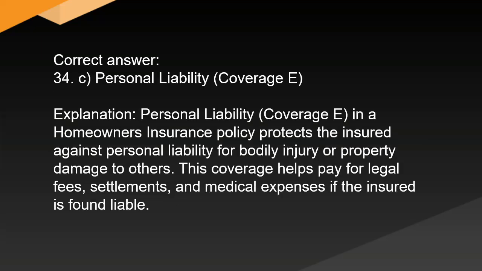Correct answer: C. Personal liability, Coverage E. Explanation: Personal liability, Coverage E, in a homeowner's insurance policy protects the insured against personal liability for bodily injury or property damage to others. This coverage helps pay for legal fees, settlements, and medical expenses if the insured is found liable.